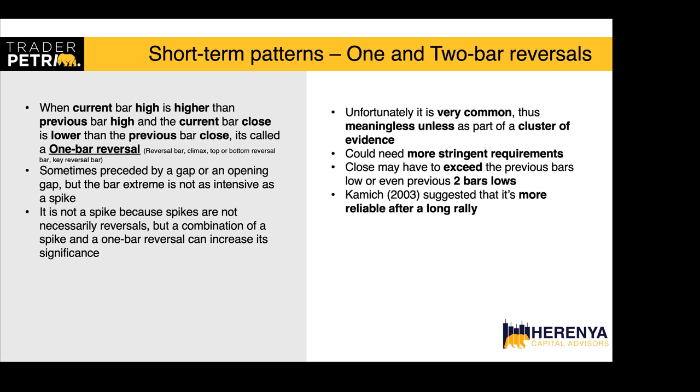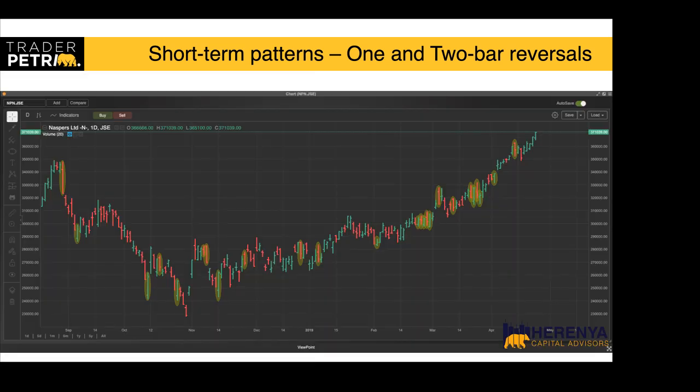Also, they generally need to be at the top or bottom of relatively lengthy trends for them to have any sort of real meaning. You could also say that, and this is where you can experiment, you could add some slightly stronger or more stringent requirements, and you could say that the close may have to exceed the previous 2 bars' lows rather than just the previous bar, or it might have to come after a long rally or a long rout, or whatever the case is, because as you can see on this chart here, and I don't even think I got all of them, these are all the ones that basically fit the description of a 1 bar reversal.